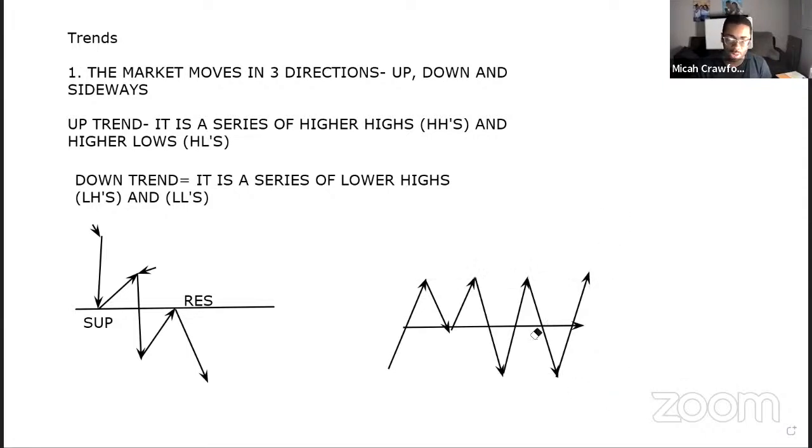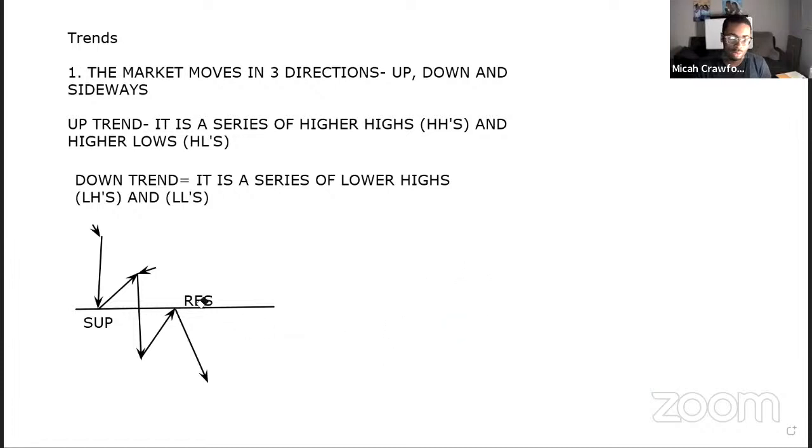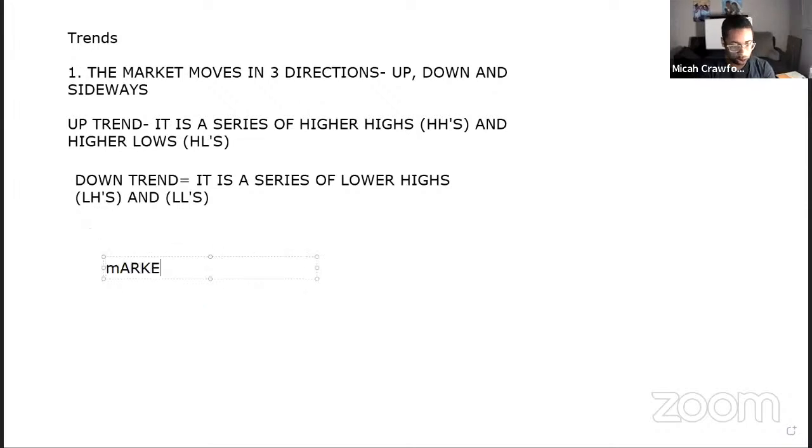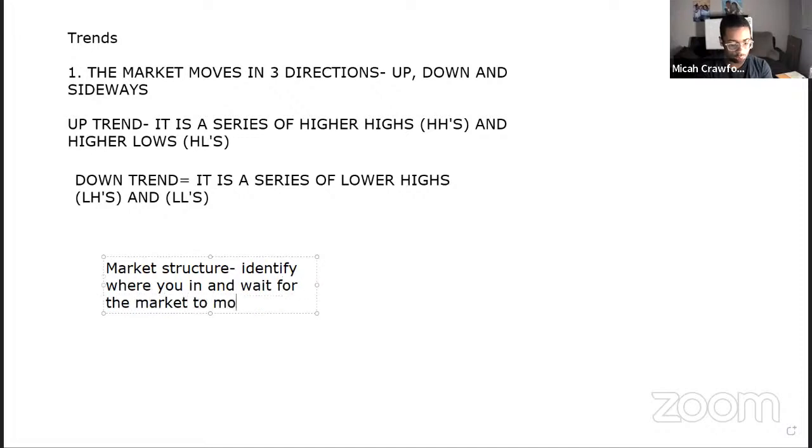The secret to understanding what you're looking at in the market is understanding market structure. Write this word down. Identify where you are, and wait. And wait for the market to move in the direction you see the market moving.